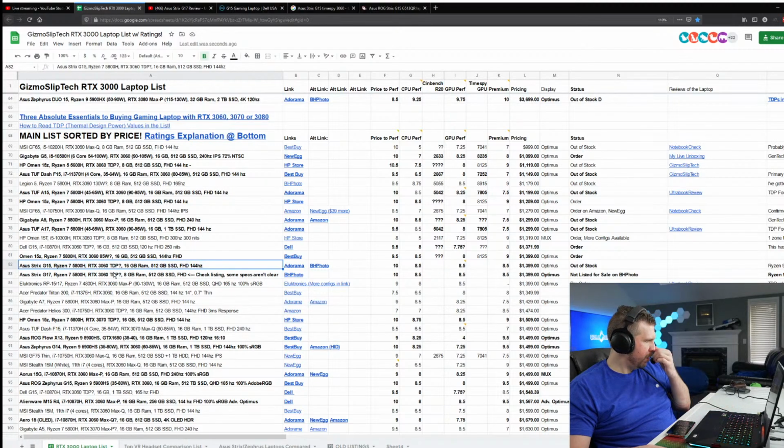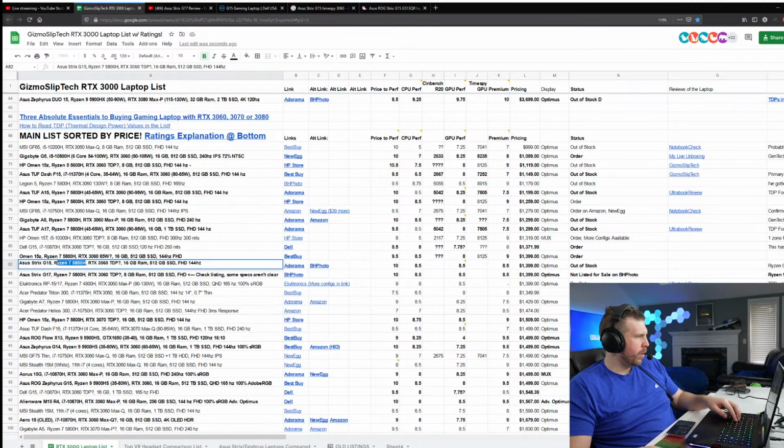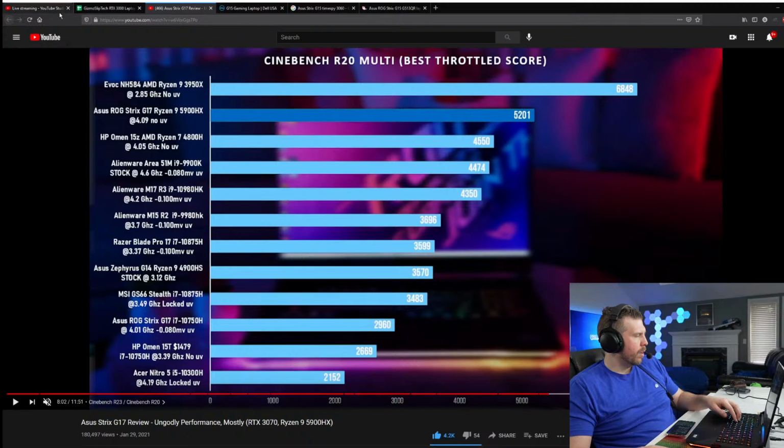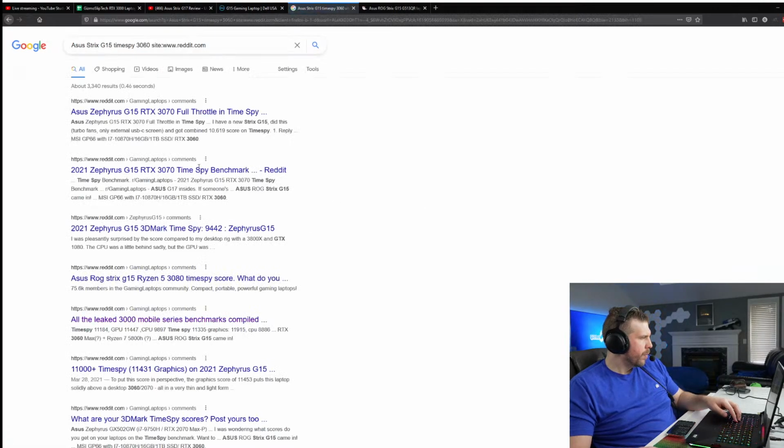Okay. Strix G15 3060 and a Ryzen 7 5800H. Do you guys have this number right here? It should be right around 5,100, 5,000 something, a little bit over 5,000. Let's see here. Okay, Timespy 3060. I think Reddit may be our best source for a lot of this information.